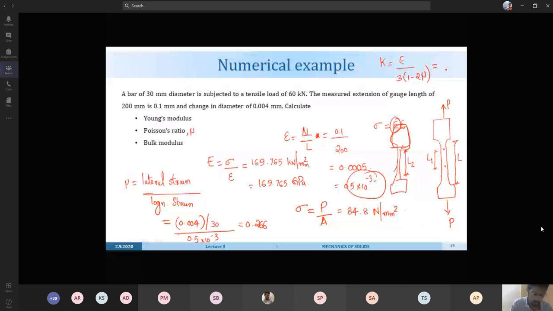The expression is E by 3 into (1 minus 2 mu). So mu you are getting 0.266. So I am getting the value 120.9 gigapascal. Yes, sir. It's correct. My calculation is coming to nearly 120.86 gigapascal. Yeah. Yes, sir.